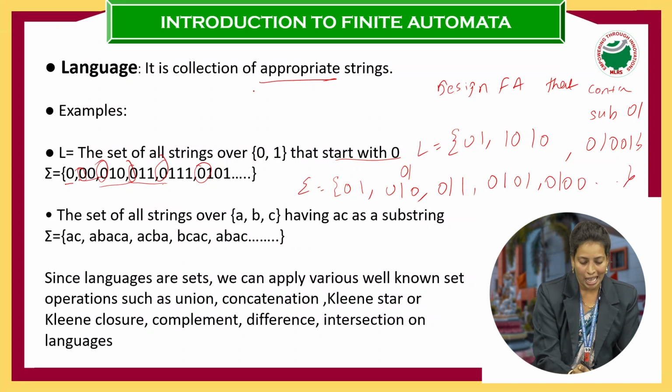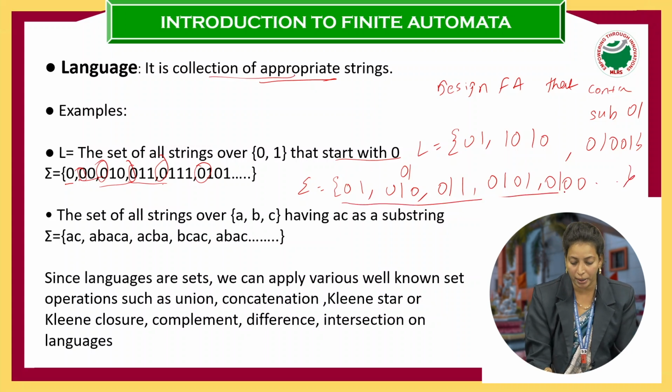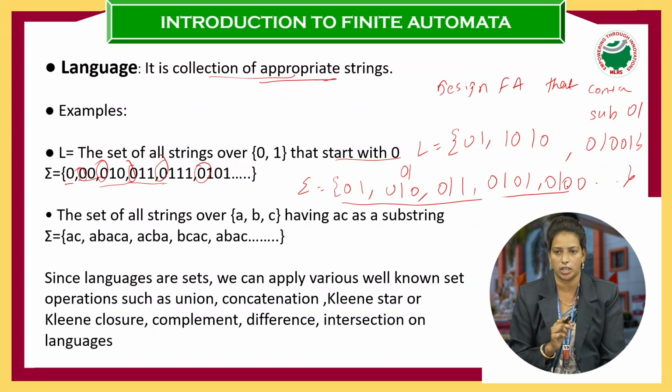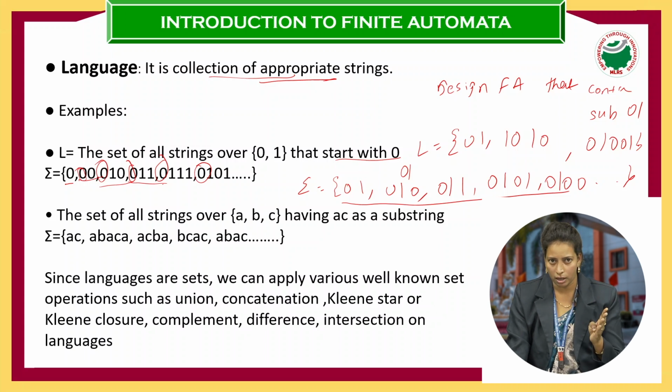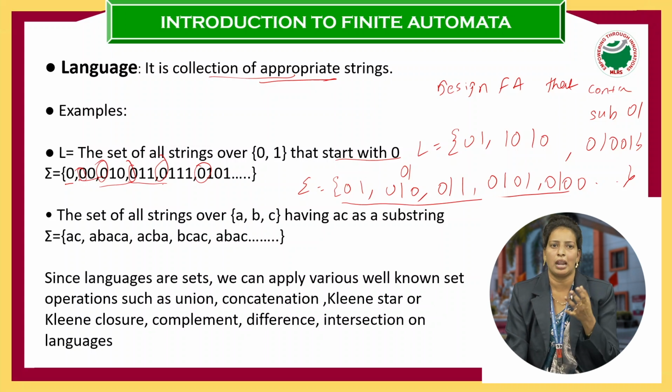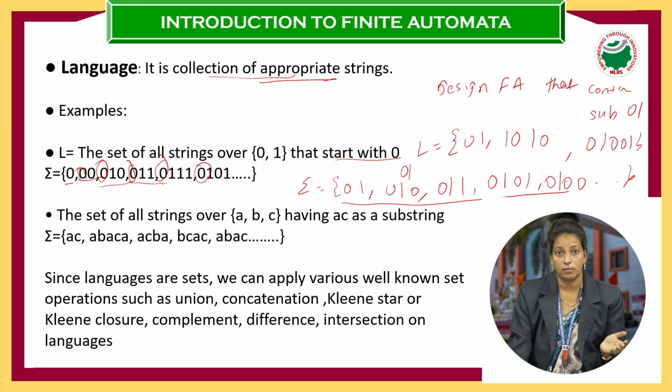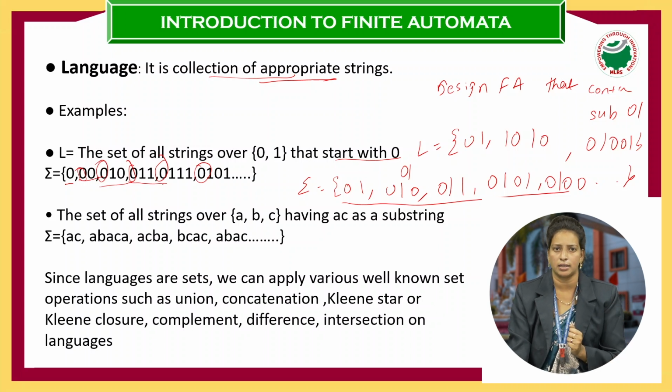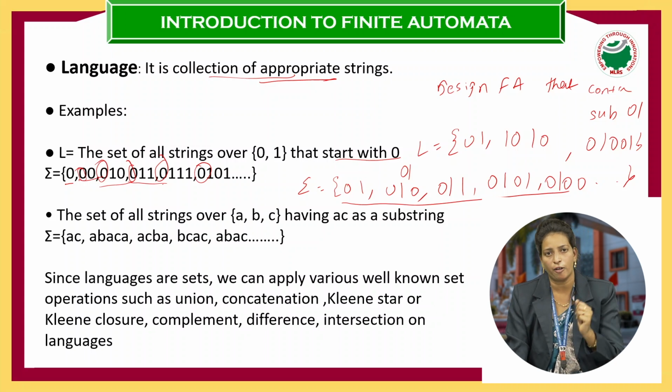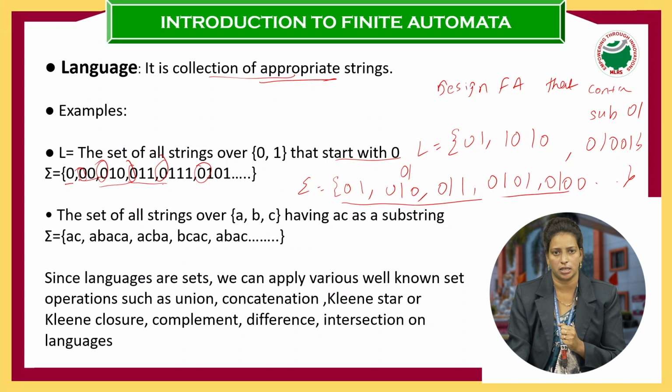So what is meant by language? A collection of appropriate strings is called a language. These are the central concepts of finite automata. A symbol is simply an entity or character like A, B, 0, 1. Next, an alphabet is a collection of symbols. Next, a string is a collection of alphabets. A collection of appropriate strings is called a language.